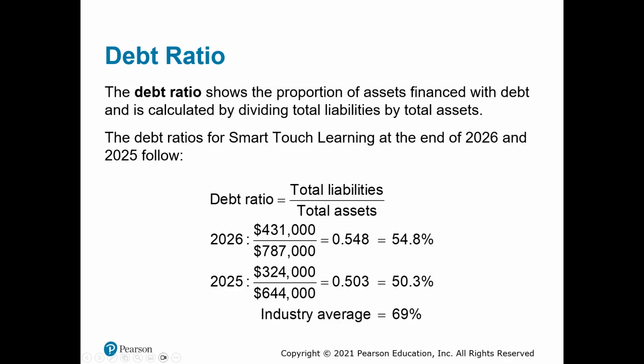In our industry, that average looks about 69%, which means compared to somebody else, we still have room to finance some more. If we need to acquire even more assets, new equipment, develop some patents, etc., we can take out loans to finance those activities and still be below the industry average in debt ratio.